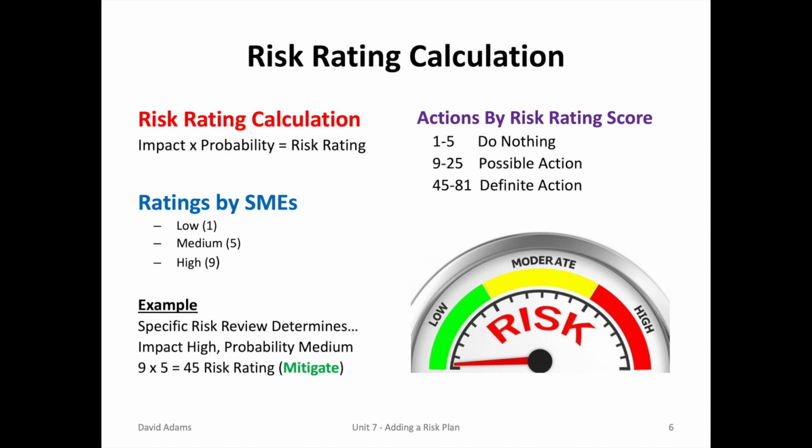And if you look at the chart, actions by risk rating score, you would definitely take action in this case and probably mitigate something. These are guidelines, but most find that a score of 1 to 5 equals do nothing, 9 to 25 possible action, probably just observe, in the 45 to 81 range for the risk rating calculation, you probably want to take some action.